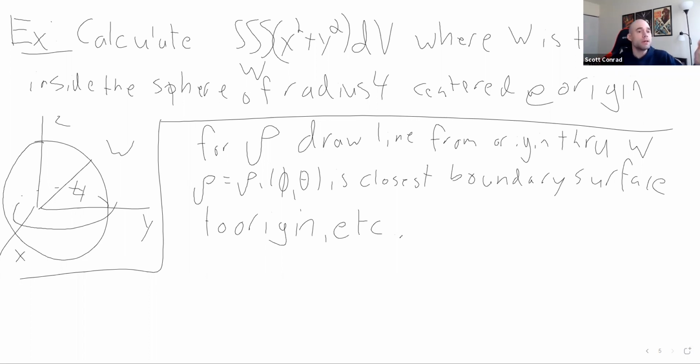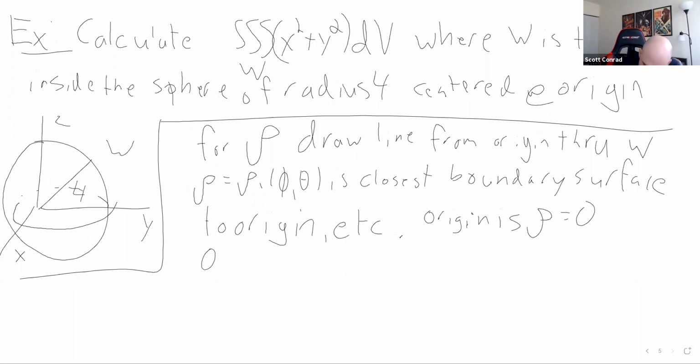And remember, if the origin is in your region, rho's always bounded below by rho equals 0. So just remember that. If the origin is in the region of integration, rho's bounded below by rho equals 0, right? Because rho equals 0 is the set of points distance 0 from the origin, which is only the origin.